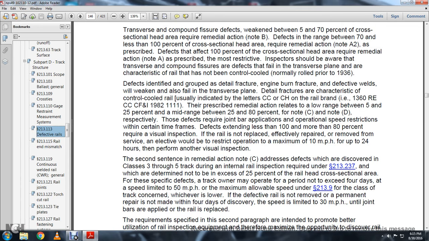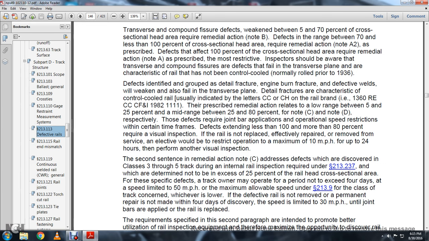Defects grouped together, the detail fracture, engine burn fracture, and defective welds, also fail in the transverse plane. Detail fractures are characteristic of controlled cooled rail, usually indicated with the letters CC and CH in the rail brand. The prescribed remedial action relates to the low range, between 5 and 25%, and the mid range, 25 to 80%, for notes C and D respectively. These defects require joint bar application and operating speed restrictions for certain time frames.